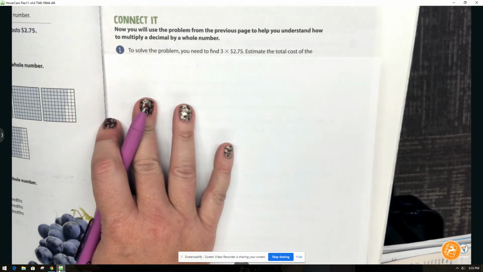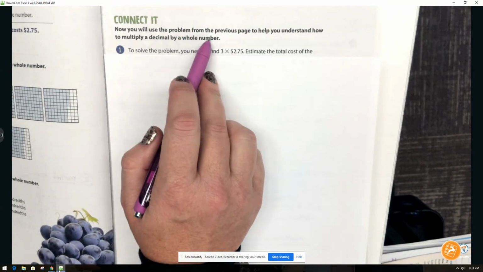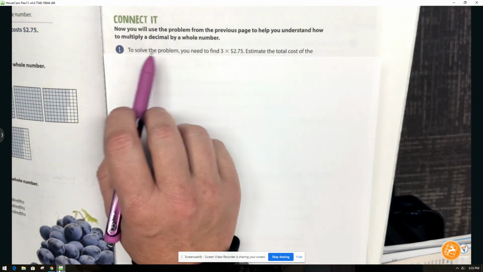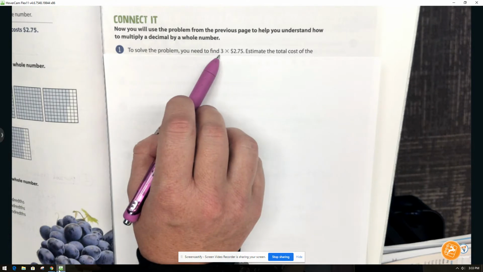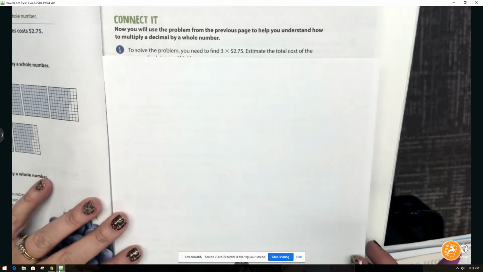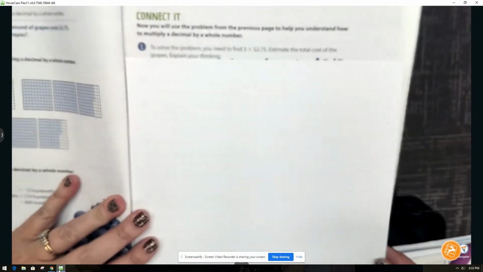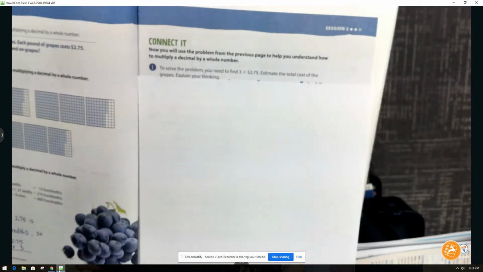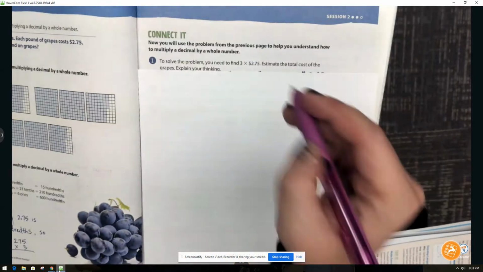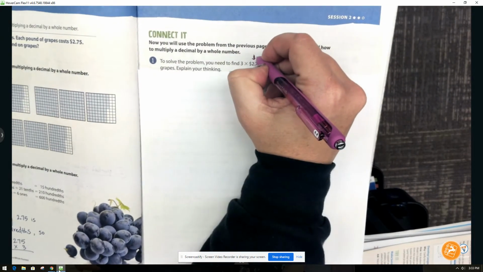To solve the problem, so now we will use the problem from the previous page to help us understand how to multiply a decimal by a whole number. To solve the problem, you need to find 3 times 2 and 75 hundredths. So if we wanted to estimate the total cost of grapes, what would we do? So I know that $2.75 is really close to $3.